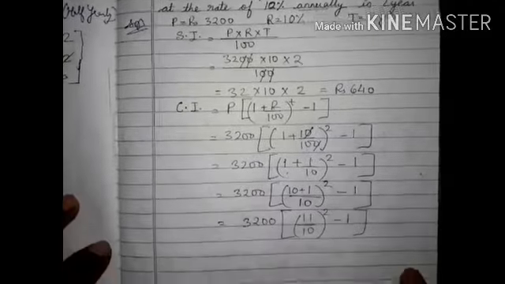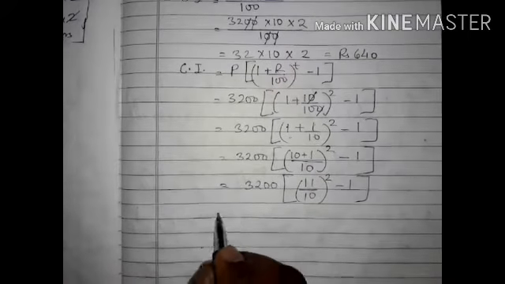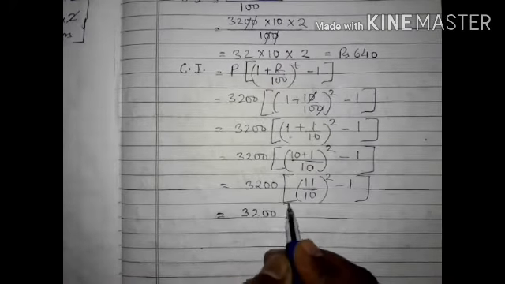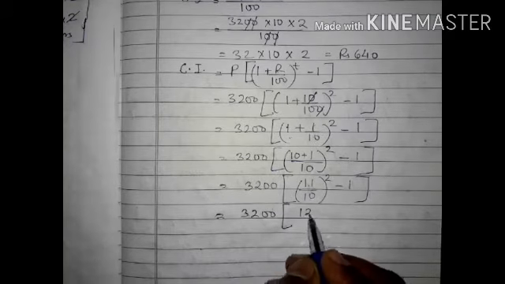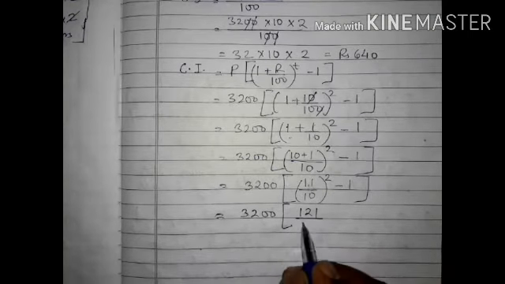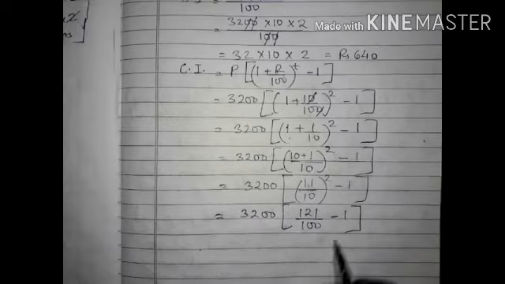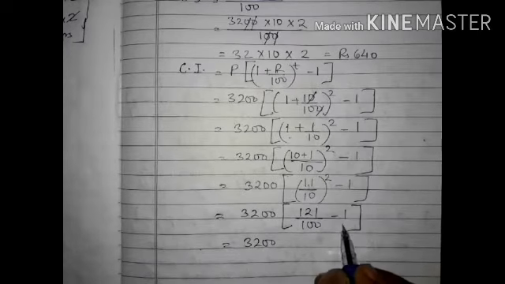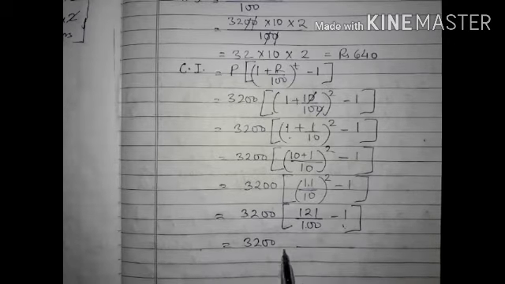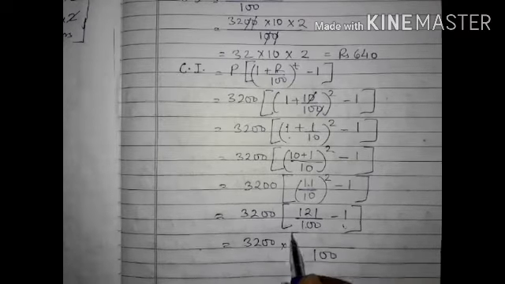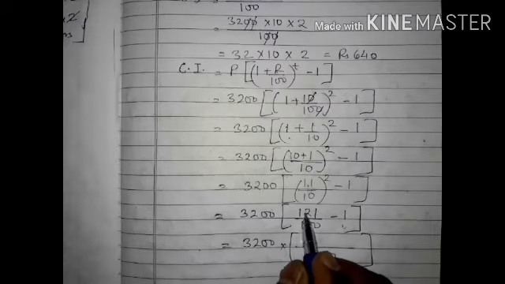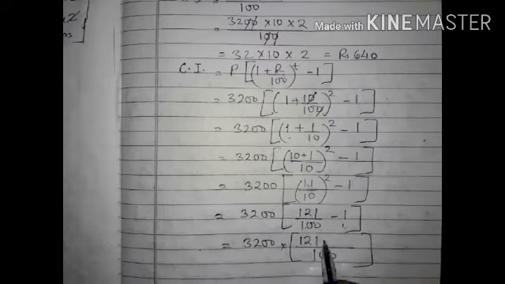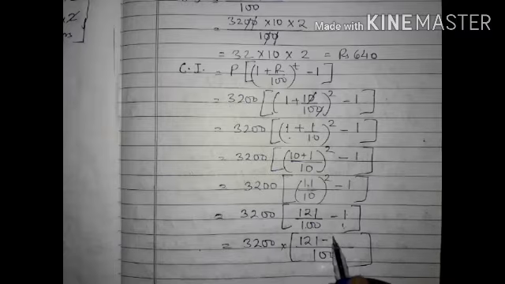Now power 2 means multiply 2 times. So 3200, 11 multiplied by 11, 121, 10 multiplied by 10, 100, minus 1, bracket close, 3200. Now here nothing means we have to take the number 1. To 1 and 100 the LCM is 100. Now 121 multiplied by 1, 121 minus 1 multiplied by 100, 100.